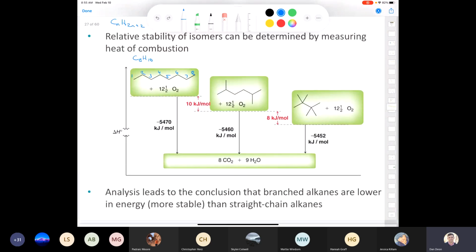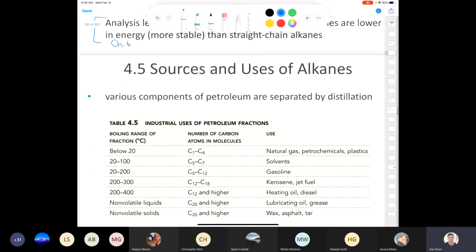All you need to know is this down here. This is what you need to know for your quiz and for the rest of the class, is that branched alkanes are going to be lower in energy and more stable than straight chain alkanes. And this concept is going to come back in chapter 6. Now, the whole thing that I'm starring here might be worth the value of maybe 1 question on your next quiz. Okay, it's definitely not going to be a whole section on it.